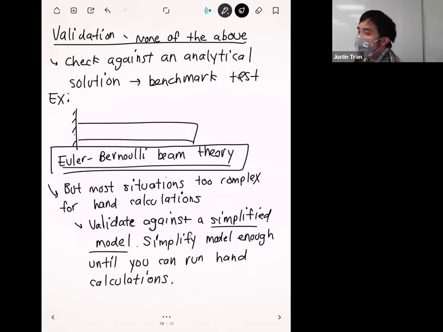I've seen this a lot in scientific reports too, where people take their complex geometry and simplify it. They say, we ran these calculations by hand and we saw that the results we're getting from finite elements are somewhat similar. That's a good sanity check to make sure that your results are in the right ballpark.